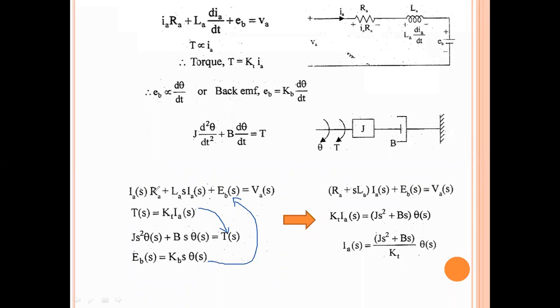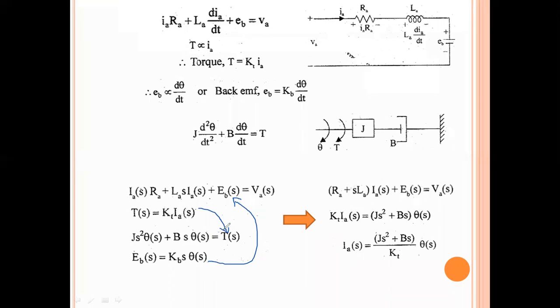You can see here IA into RA plus IA into LA into S. So in these two terms, we can take out IA as common, and substitute EB here, which is KB into S into theta of S.